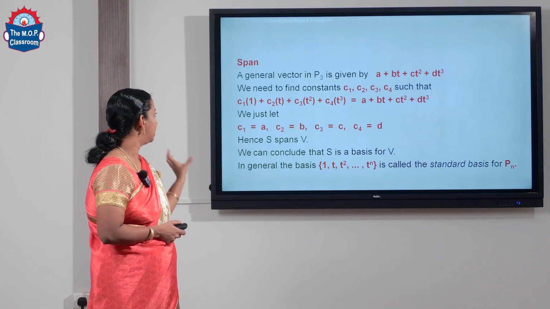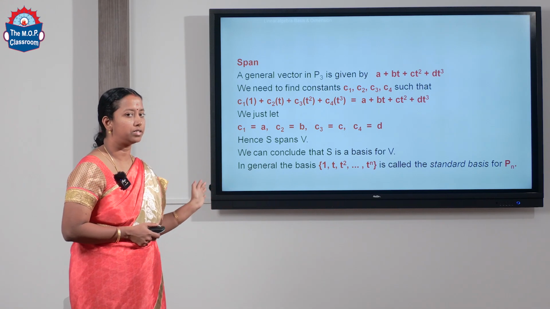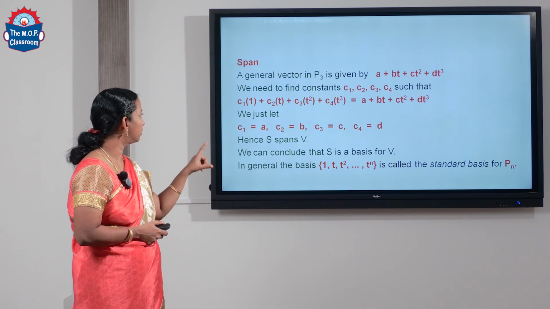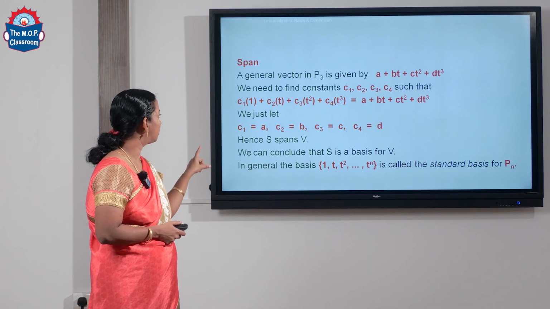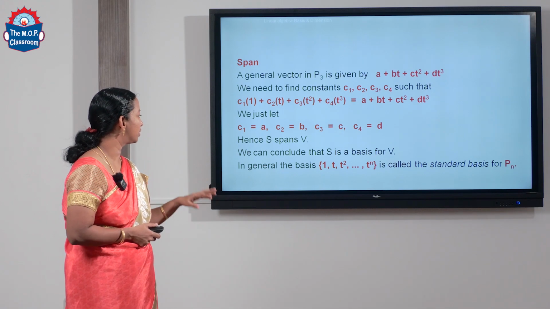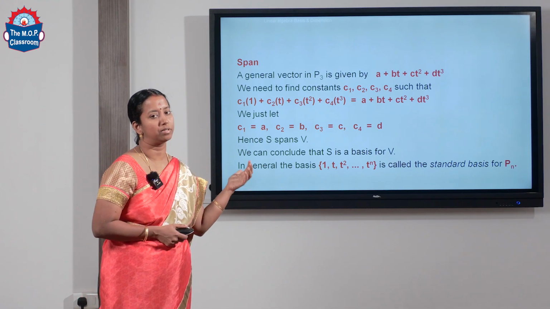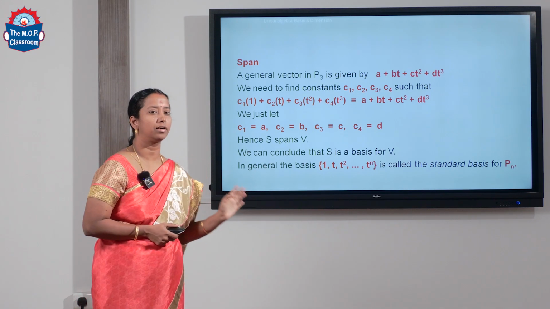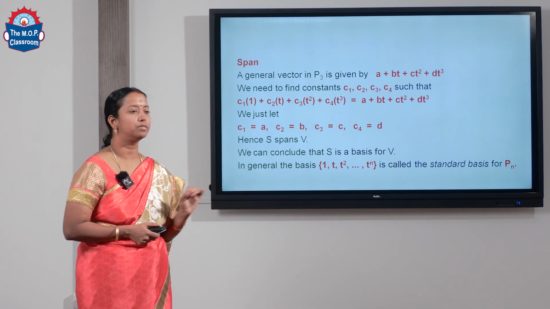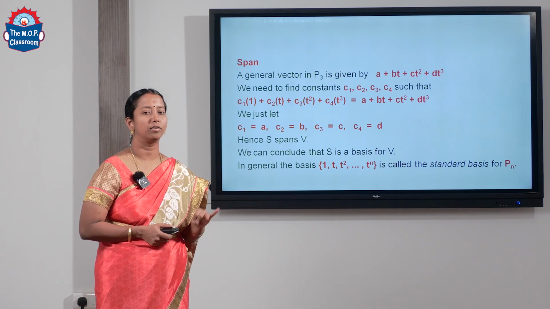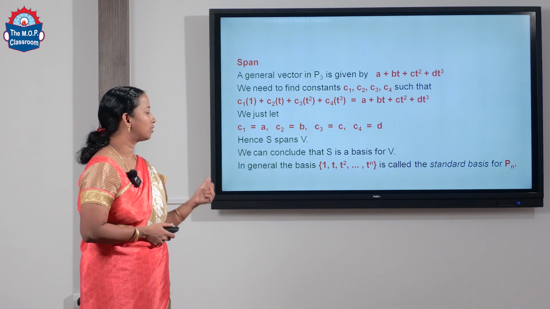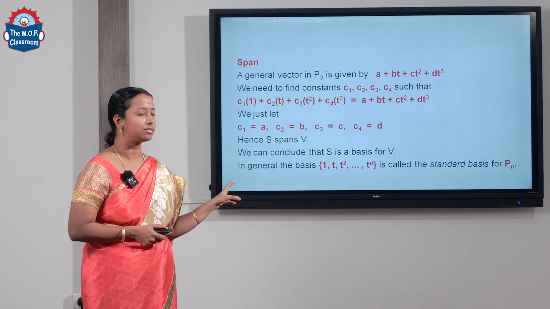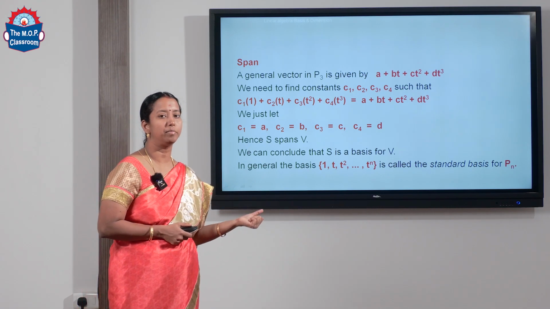So we find this by taking the coefficients, that is C1 equal to A, C2 equal to B, taking the coefficient of t, and C3 is equal to C and C4 equal to D. So this spans V. So from this we can find the span of a vector. From this we can conclude that this set is both linearly independent and also spans. So S is called the basis for V, and in general the basis 1, t, t square, etc. up to t power n is called the standard basis of Pn.